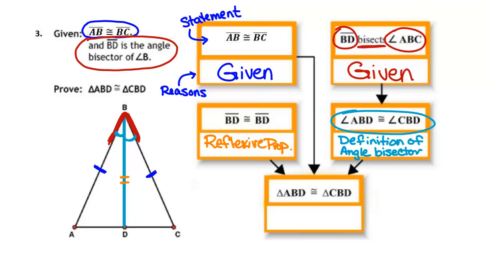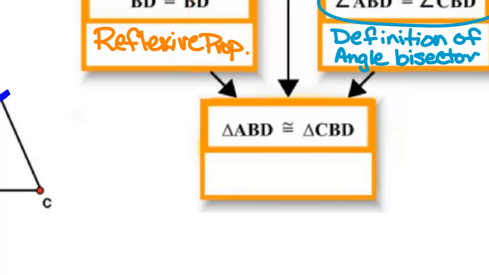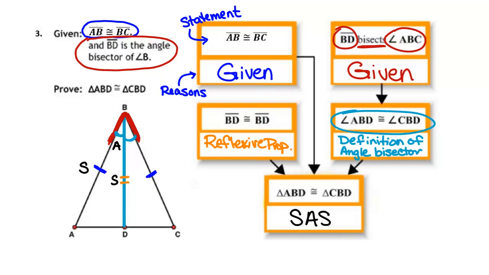I have 3 arrows pointing down at this bottom box. That tells me I have 3 pieces of information about corresponding congruent parts. If you look at our triangle, which congruence criteria could we use to show that these two triangles are congruent to each other? Side, angle, side: side, and then our angle here, and then the side. My angle is sandwiched in between those two congruent sides. So far, so good? Awesome.